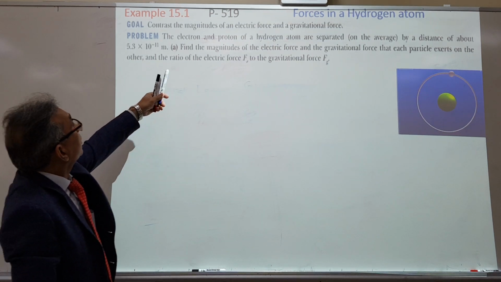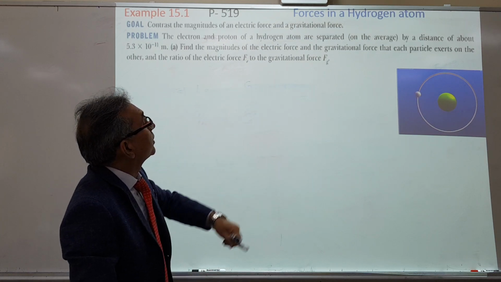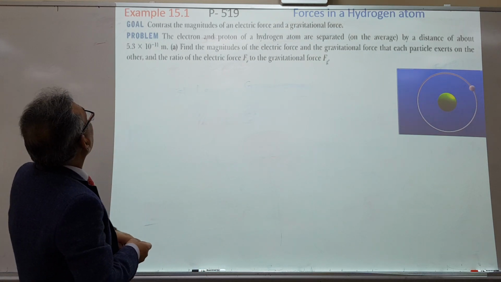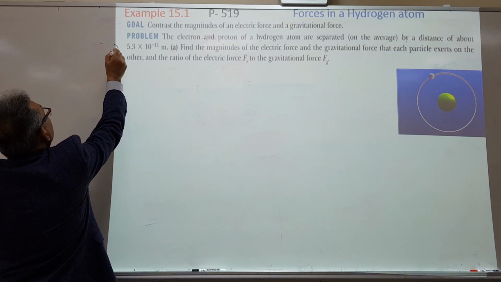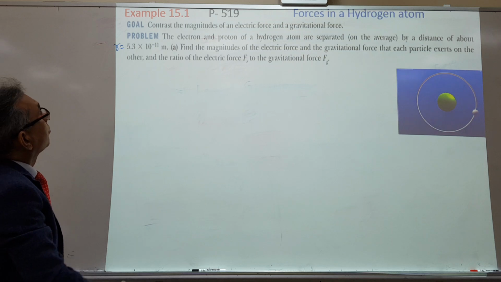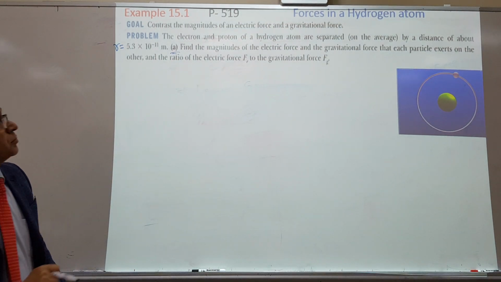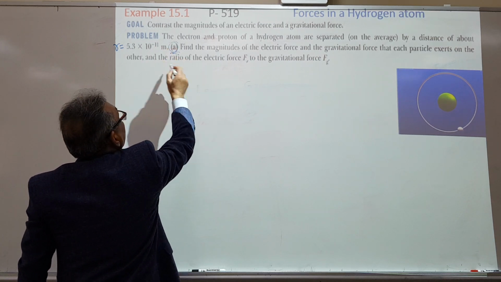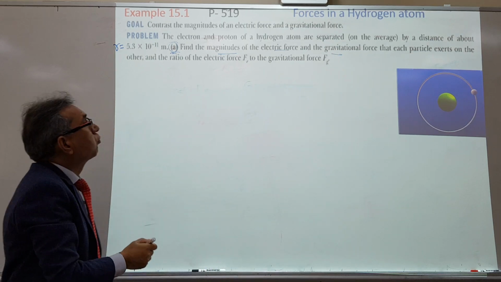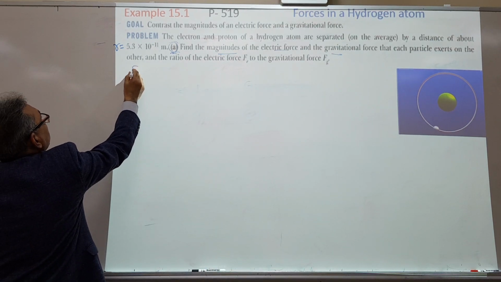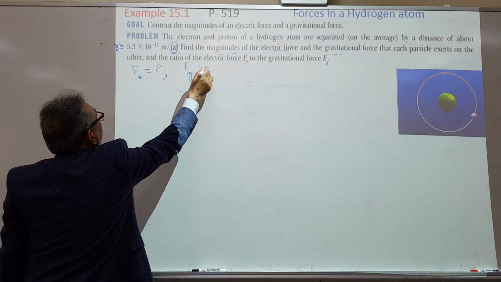Okay, the electron and proton of a hydrogen atom are separated by a distance of about this much. So this R is given to you. Find, in part A of the question, the magnitudes of the electric force and the gravitational force. Okay, electric force and gravitational force.